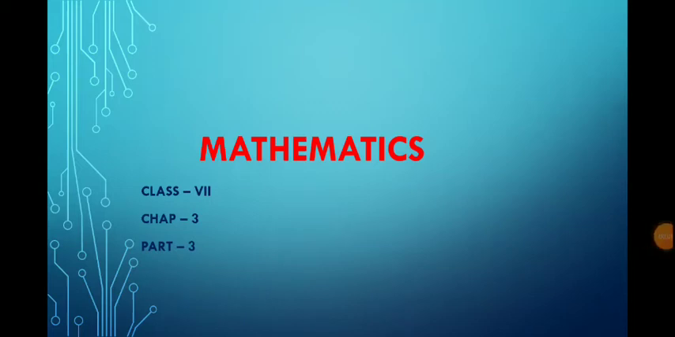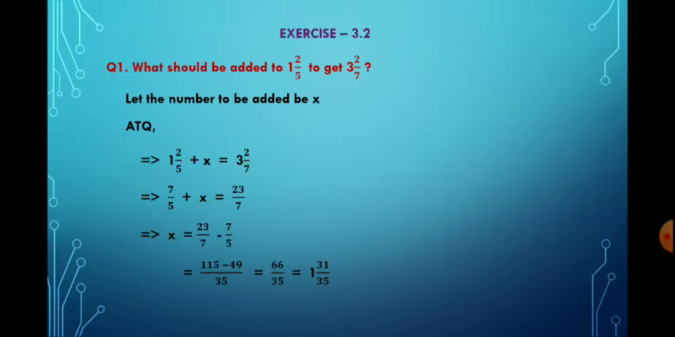This is the third part of chapter 3, fractions, and in this part we are going to solve exercise 3.2. Question number 1. What should be added to 1 2/5 to get 3 2/7?